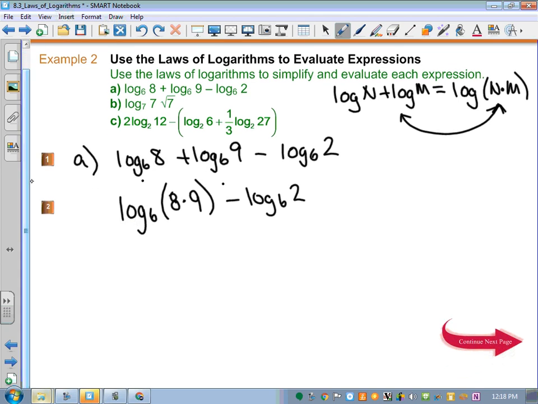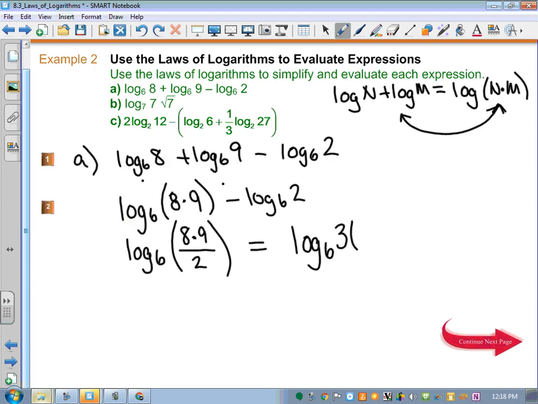Getting this into a single logarithm is a lot simpler. So I'm going to write this as log base 6 of 8 times 9 divided by 2. Well, 8 times 9 is 72. 72 divided by 2 is 36. So this is log base 6 of 36.